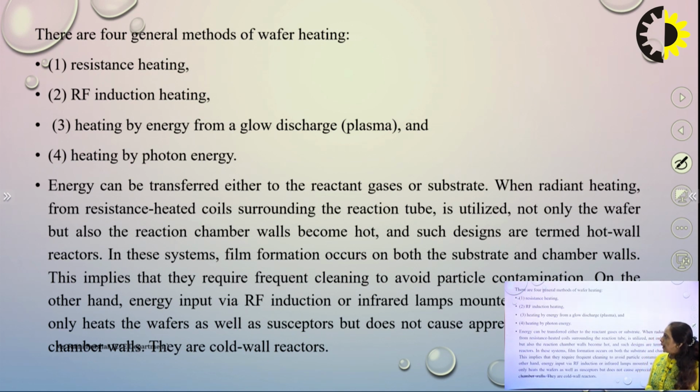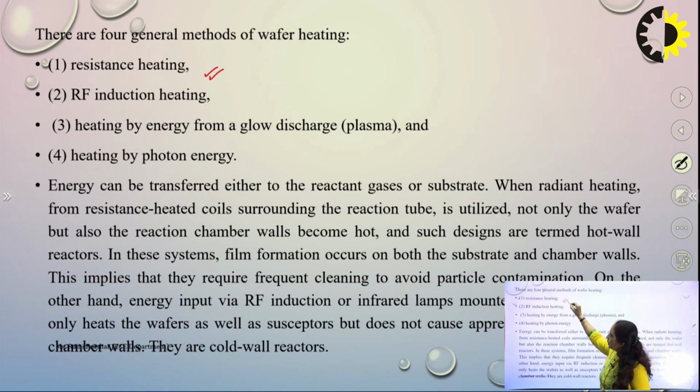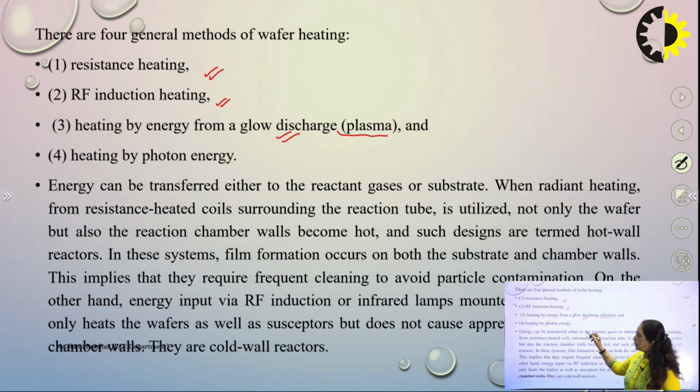Generally, 4 types of methods are used for wafer heating. The first one is resistance heating, then we have RF induction heating, then heating done by energy from the glow discharge, that is named plasma. We have seen in the previous classes how plasma is created when gases are charged under very low pressure. A glow discharge will be there, that is known as plasma. Then wafer heating can also be done by photon energy. Okay, so this energy can transfer either to the reactant gases or the substrate.